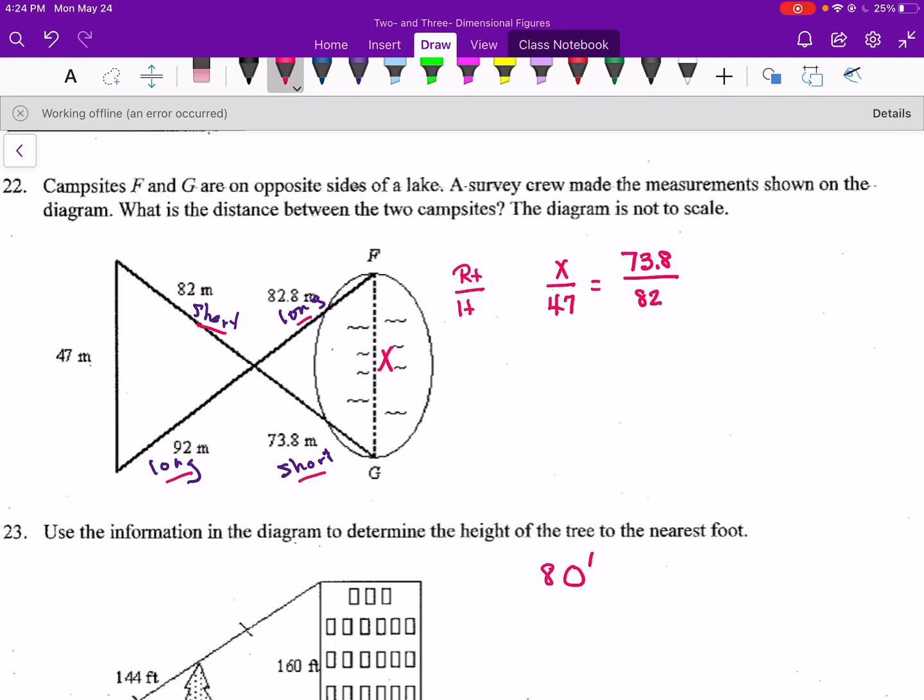To solve a proportion, you cross multiply. So 82x equals 47 times 73.8. I don't have a calculator, so I'm not going to go ahead and punch it. But after you would get that product, you would divide both sides by 82. And we would get, for an answer, 42.3 meters.